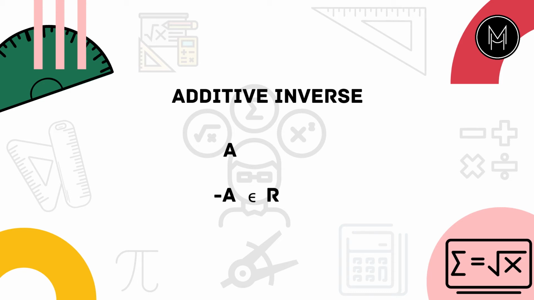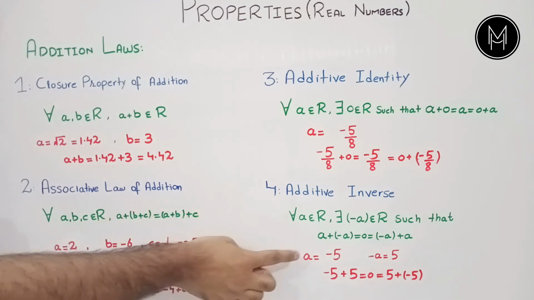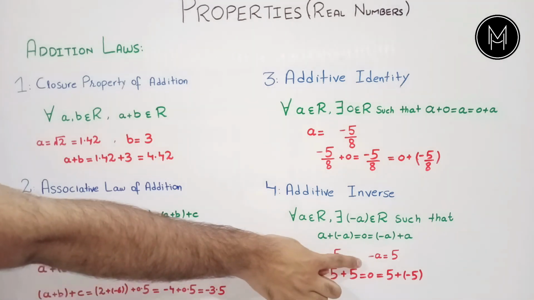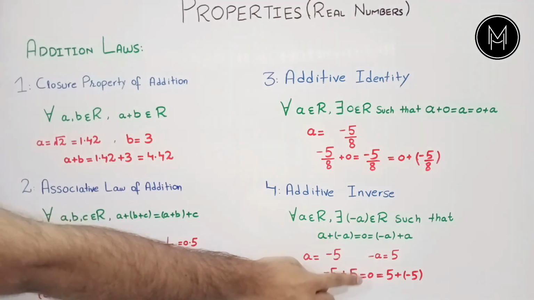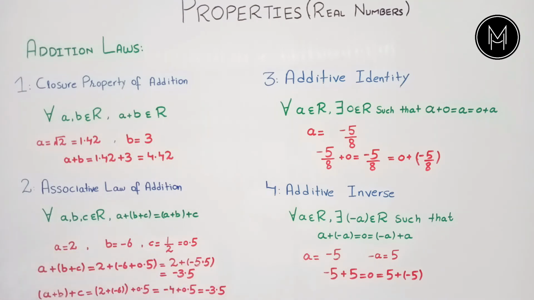So let's check with some example. Let's say we have a real number minus 5. Now we want to check whether 5, that is its additive inverse, is present in the set of real numbers or not. So the answer is yes, 5 is present in the set of real numbers. When we add the actual number and its additive inverse, we should get 0. So minus 5 plus 5 is equal to 0. This means that real numbers also satisfy the additive inverse law.